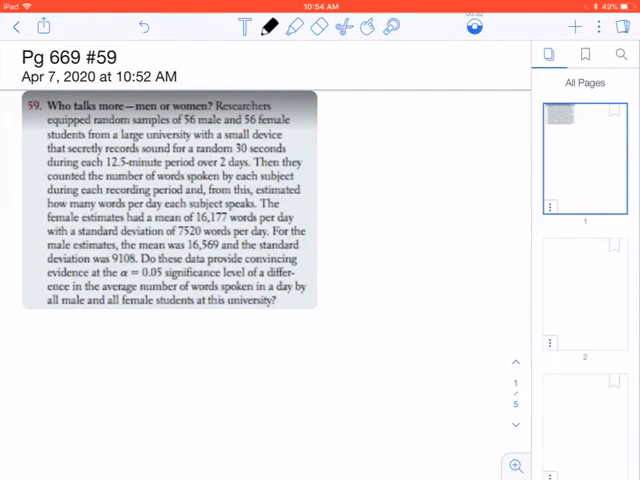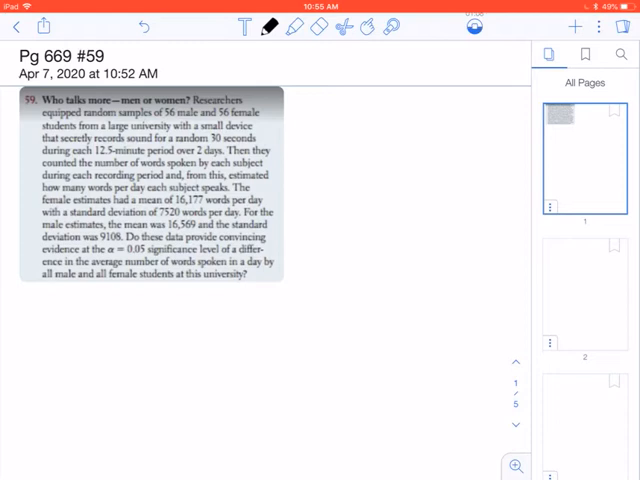The female estimates had a mean of 16,177 words per day with a standard deviation of 7,520 words per day. For male estimates, the mean was 16,569 and the standard deviation was 9,108. Do these data provide convincing evidence at the 5% significance level that a difference in the average number of words spoken in a day by all male and female students at the university?